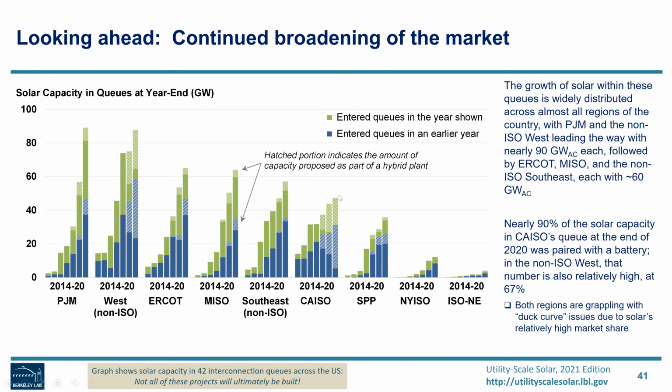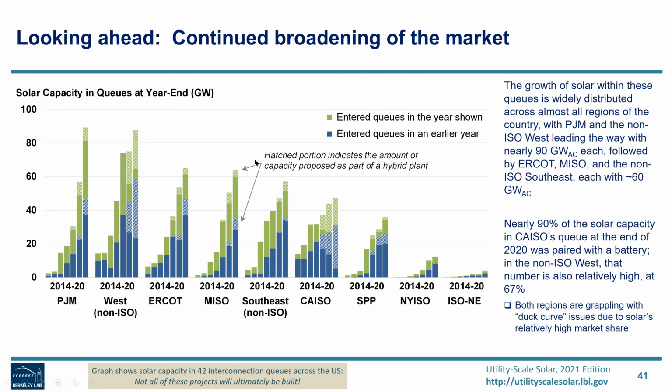Second thing to note is just the amount of solar capacity in California that is in hybrid form. Nearly 90% of all capacity in CAISO's queue as of the end of 2020 included a battery. And in the non-ISO West region, it was also a high percentage. It was 67%. And that's really a reflection of the higher market penetration of solar in both of those regions.